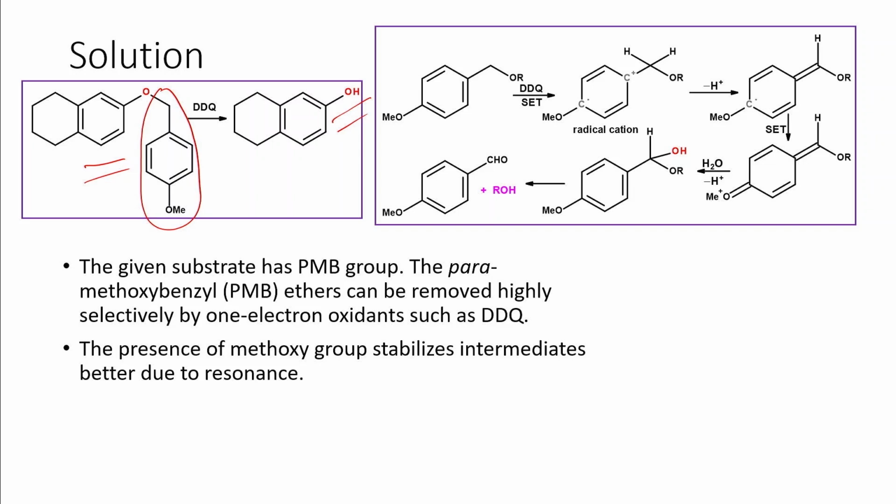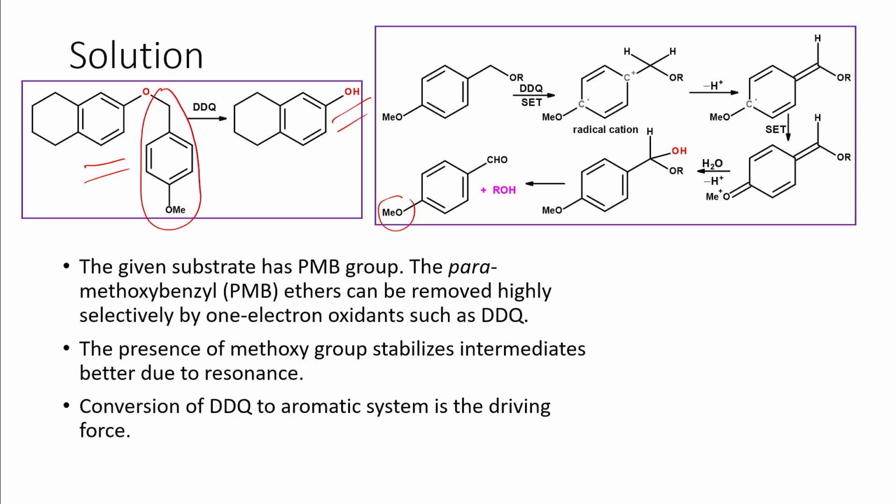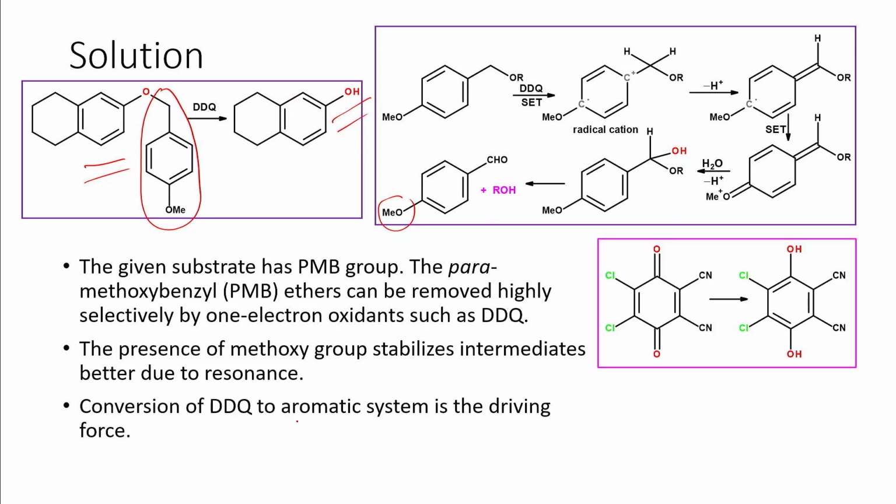So what is the driving force for this reaction? Basically, the presence of the methoxy group is the stabilizing factor. This stabilizes the intermediate radical cations, and the other species are basically stabilized by this para-methoxy group. So that is one. And in the second case, DDQ is actually a non-aromatic system, which is getting converted to an aromatic system. So these are the two driving forces for this particular reaction to proceed.